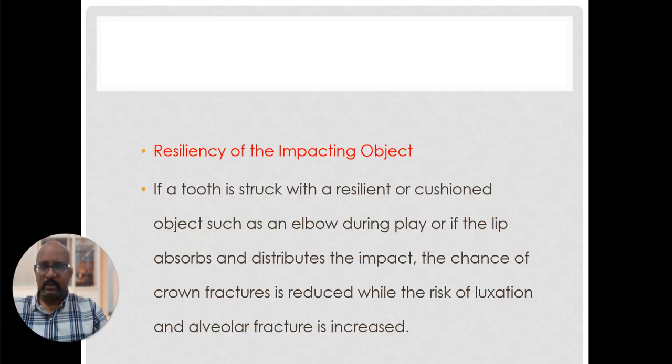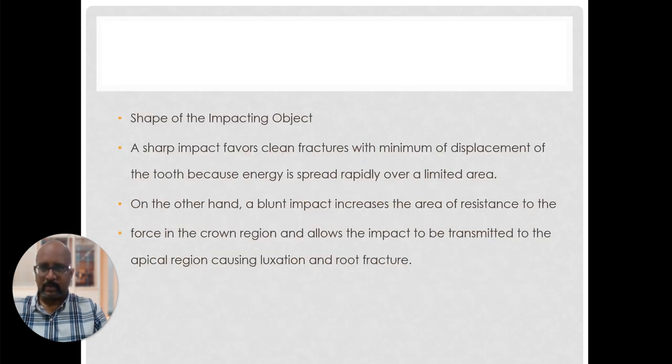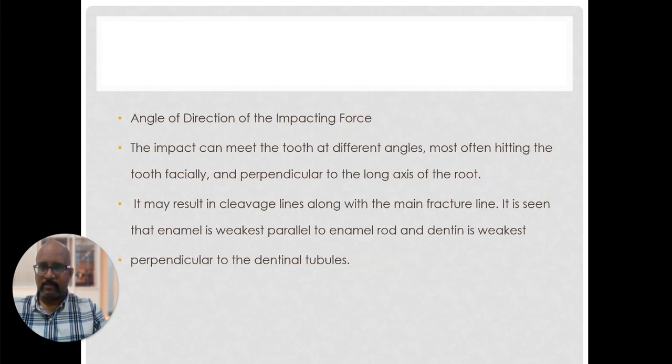Then the resiliency of the impacting object, like rubber or hardwood. Rubber will have more of a luxation impact, whereas a hardwood-like object causes a fracture of the alveolus or teeth. And the shape: sharp objects will cause a fracture, whereas blunt objects will cause a luxation injury. And the angle of the direction will cause intrusion or extrusion injuries, or palatal luxation or buccal luxation injuries.